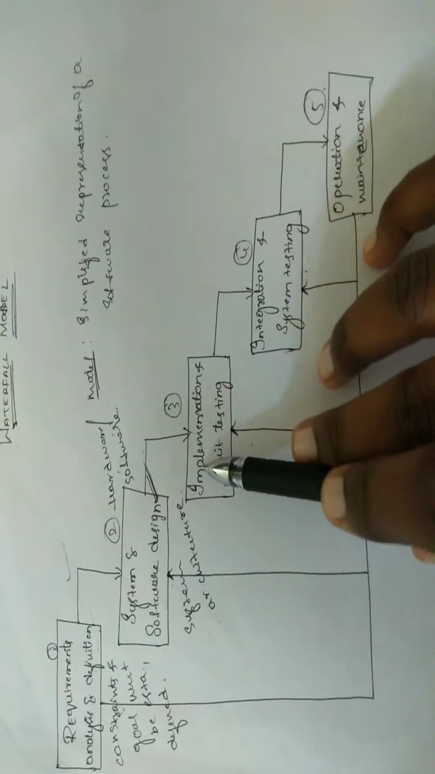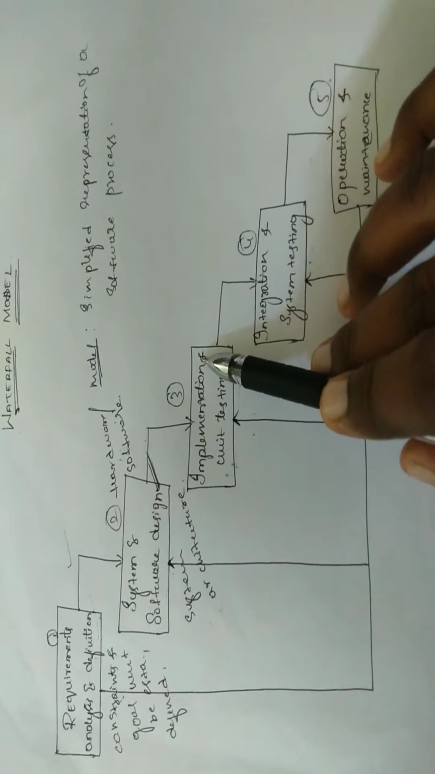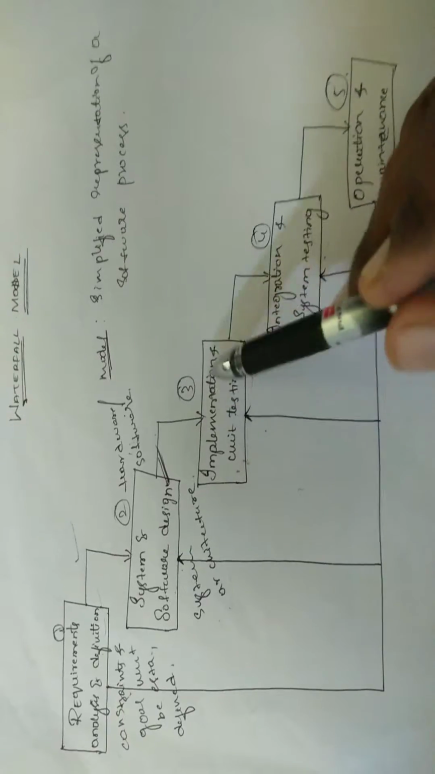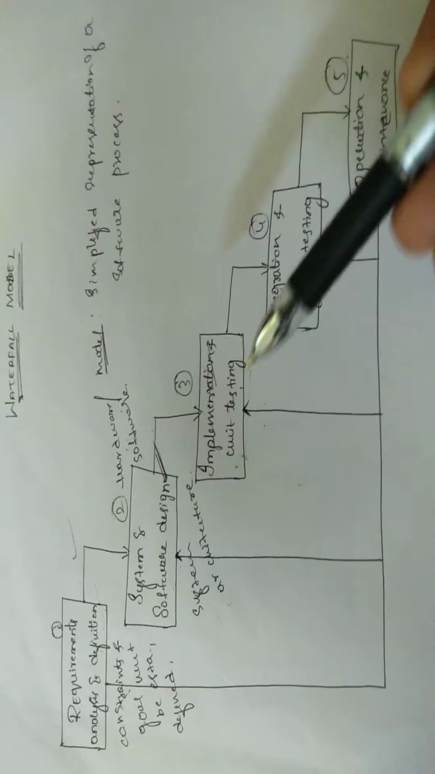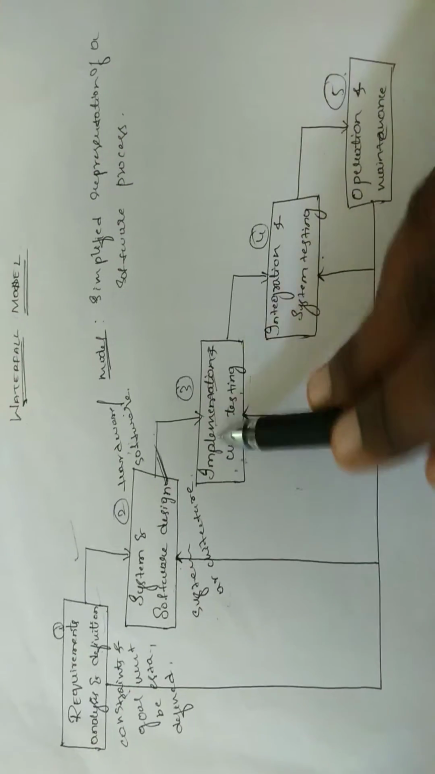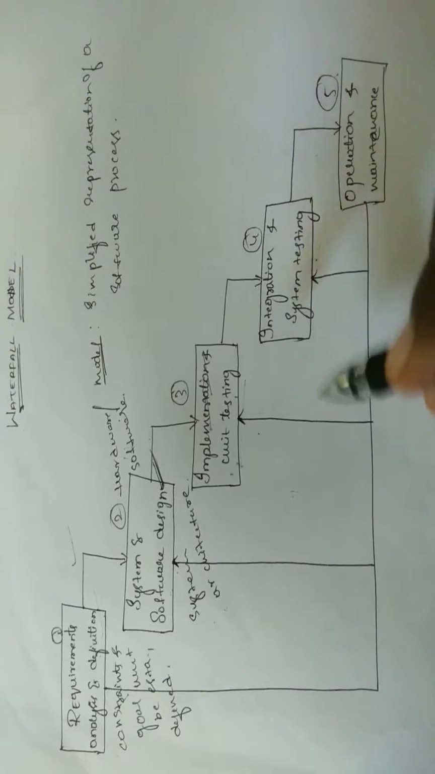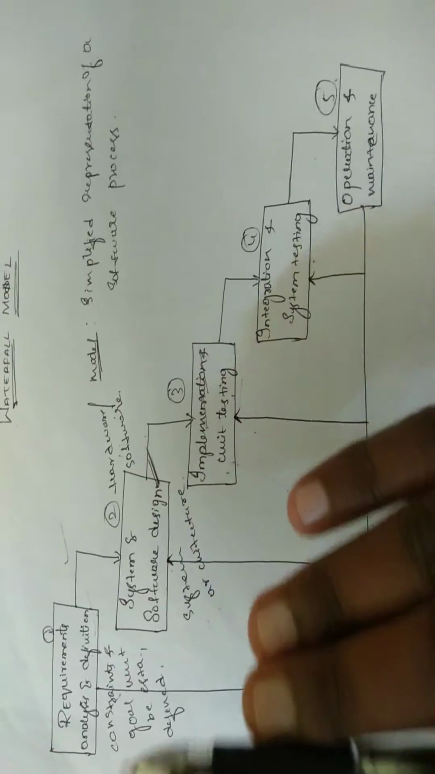And next, coming to the implementation and unit testing. Implementation is nothing but something implementing, something adding, you can say. Unit testing is nothing but something testing. Implementation means during this stage the software design is realized as a set of programs. In this phase we have designed, that's all.